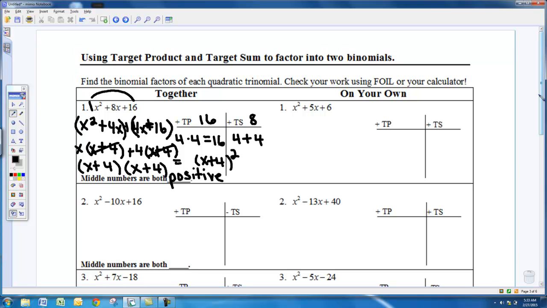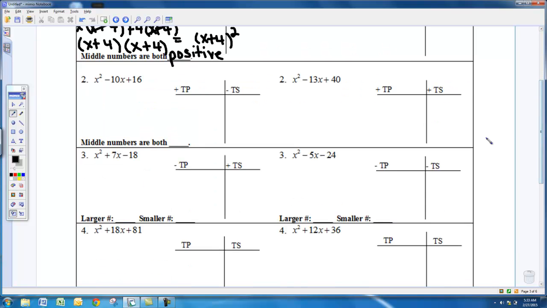All right, let's just do a couple more examples. What about if you have a positive target product and a negative target sum? Let's see what happens. Okay, so our target product is A times C. So 1 times 16 is 16. Our target sum is the middle number. Okay, so I want my target product to be positive. There's only two ways that I can get a positive when multiplying, and that's two negatives or two positives. My target sum is negative, so that means that these numbers need to be negative.